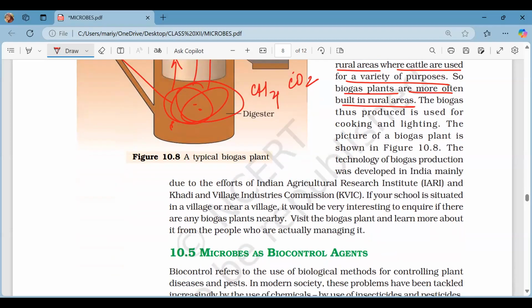Now, the technology of this biogas production was developed in India mainly due to the efforts of the Indian Agriculture Research Institute, IARI, and the Khadi and Village Industries Commission, KVIC. So this is important to remember. It was asked in NEET also some year, and this is important. Clear? Okay. Yes, ma'am.